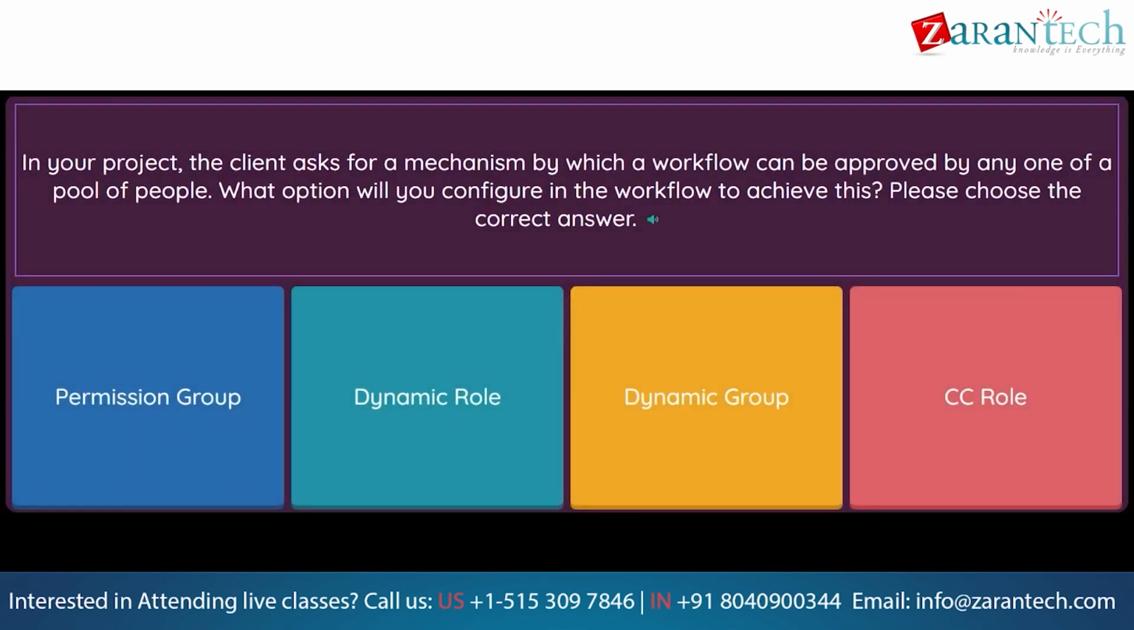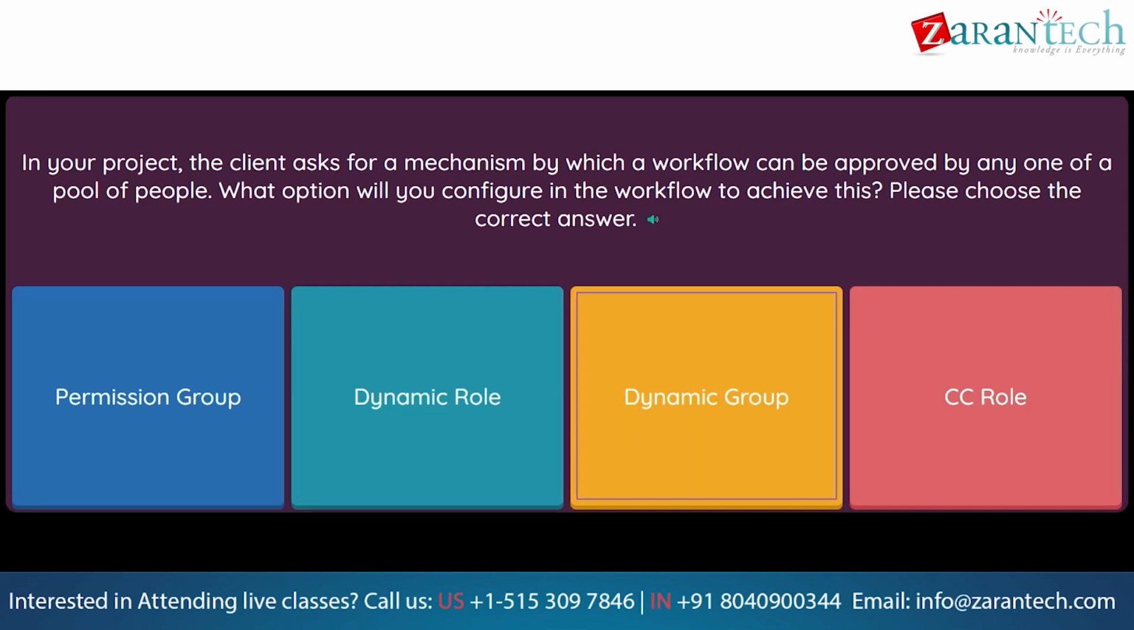Question: in your project, the client asks for a mechanism by which a workflow can be approved by any one of a pool of people. What option will you configure in the workflow to achieve this? Please choose the correct answer. Option 1, permission group. Option 2, dynamic role. Option 3, dynamic group. Option 4, dynamic role.